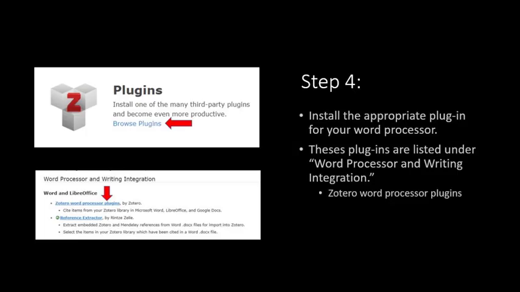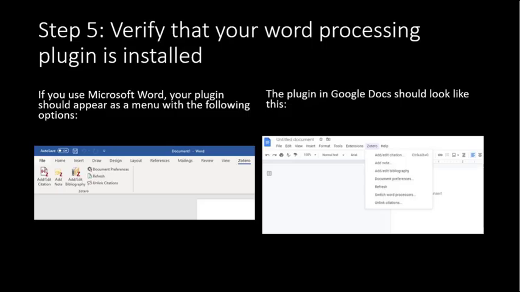Step 4 is to install the appropriate plugin for your word processor. Click on Browse Plugins and navigate to Word Processor and Writing Integration. Finally, select Zotero Word Processor Plugins. Step 5 is to verify that your word processing plugin is installed. If you use Microsoft Word, Zotero should appear as a top-level menu that lists a series of options. In Google Docs, Zotero should appear as a top-level menu item with its own drop-down menu.